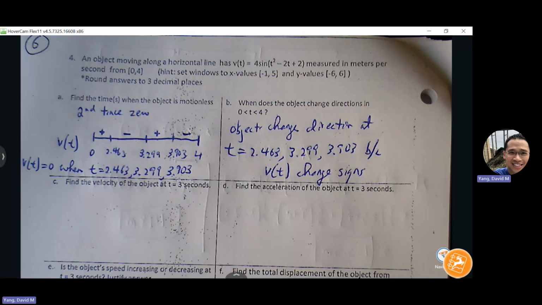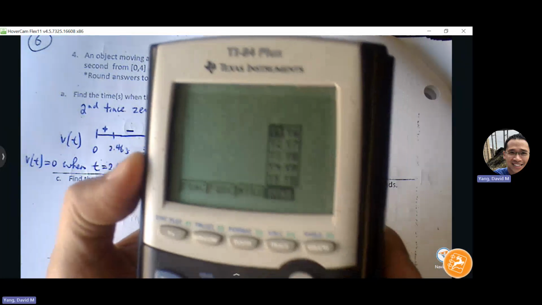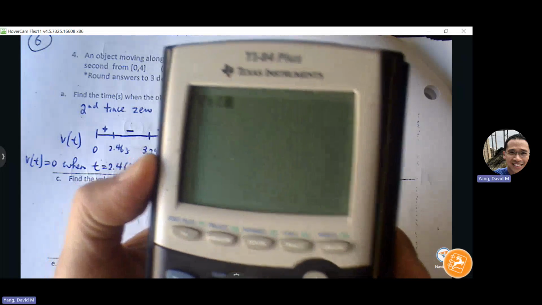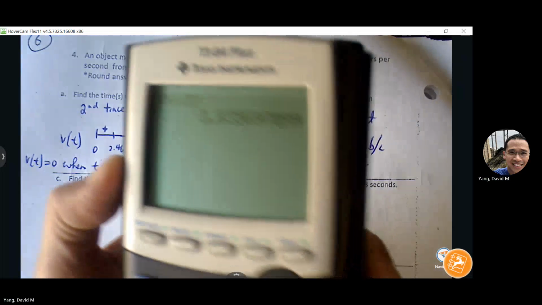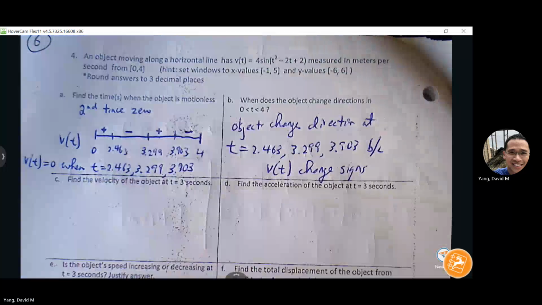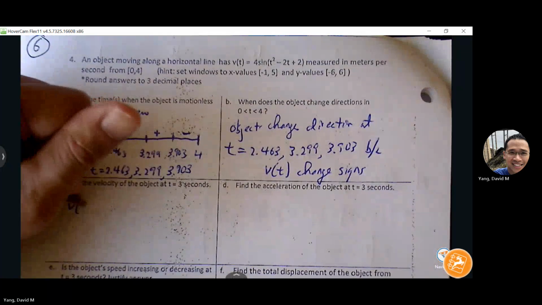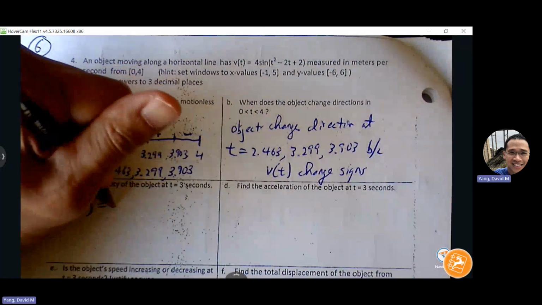Part C, find the velocity at 3 seconds. So you can just plug 3 into the velocity function. I have my velocity stored under y1, so you can just do second trace, y1, parentheses 3. Okay, provide your units of measure as well.